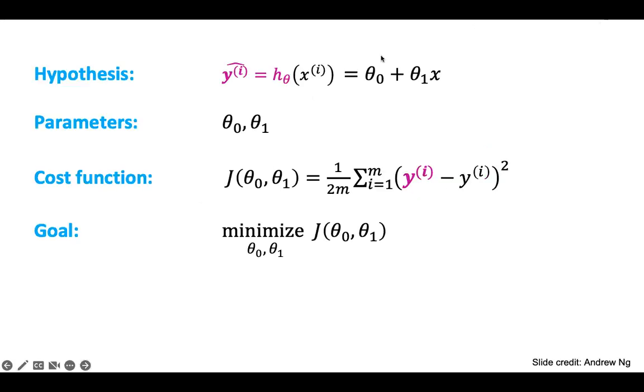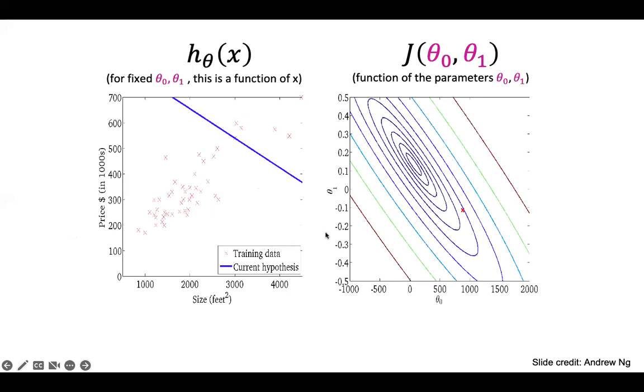Okay, so we had the original form. So the hypothesis will then be y hat is equal to h of x equals theta 0 plus theta 1 x. So the parameters that we want to estimate are theta 0 and theta 1. And we want to minimize the cost function, given theta 0 and theta 1, using this formula, MSE. And our goal is to minimize the cost function J with the optimal theta 0 and theta 1.